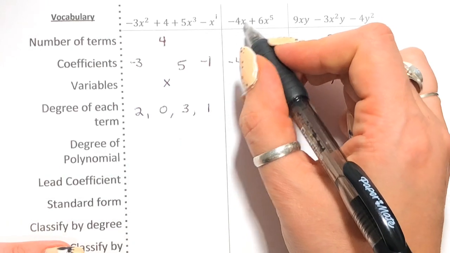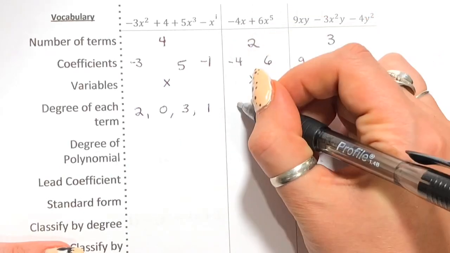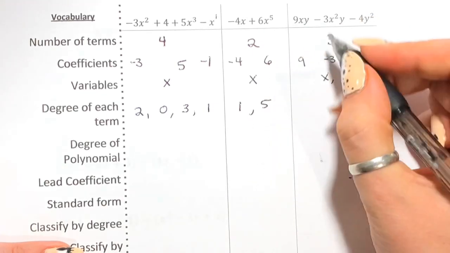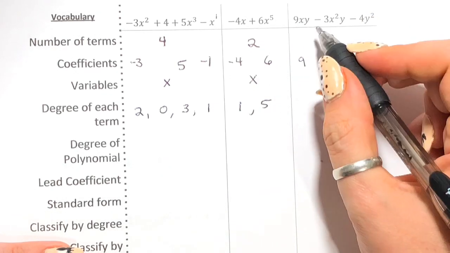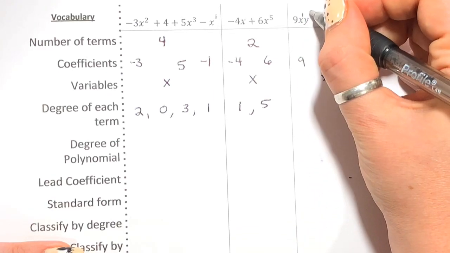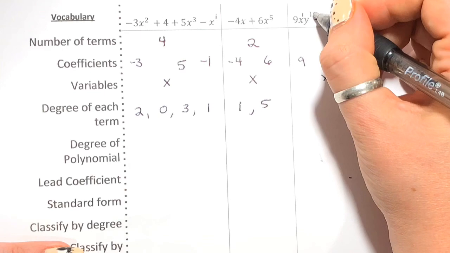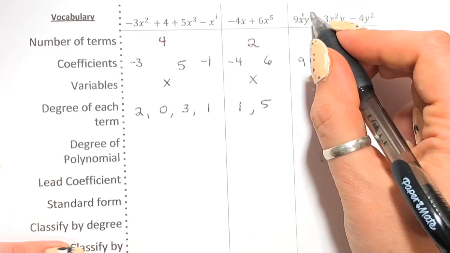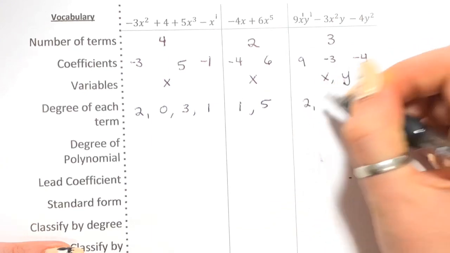We move on to this one. Again, nothing written, that means the degree is a 1. And then this would be a degree 5. And then on this one, when you have multiple variables, this would be like a 1 on the x and a 1 on the y. To get the degree of that term total, you add them together. So 1 plus 1 would be 2.